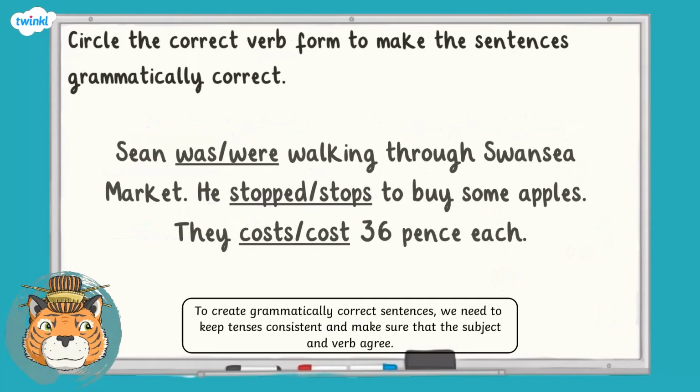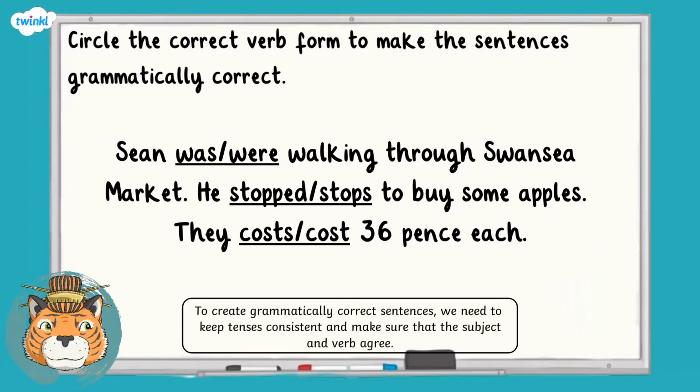In this next question, you're being asked to circle the correct verb form to make the sentences grammatically correct. Sean was, were, walking through Swansea Market. He stopped, stops, to buy some apples. They cost 36p each. Pause the video and press play when you have an answer.